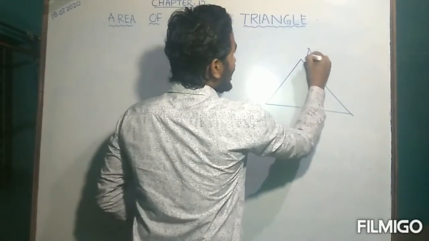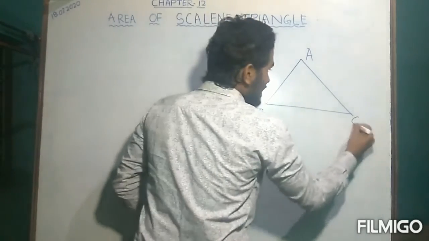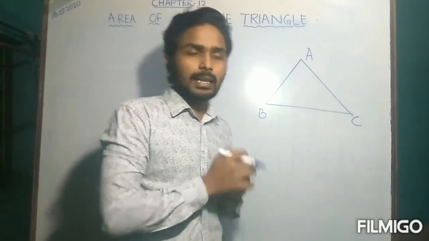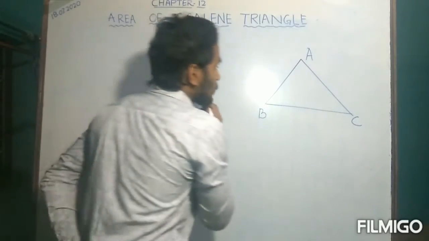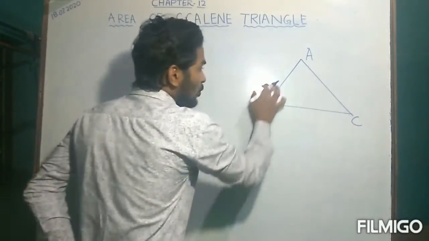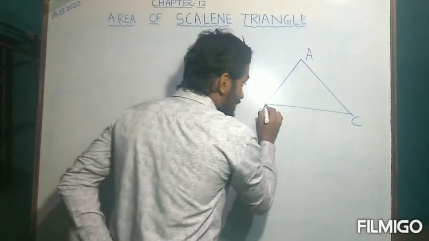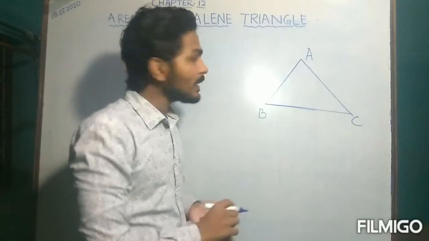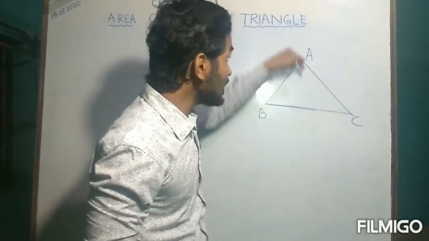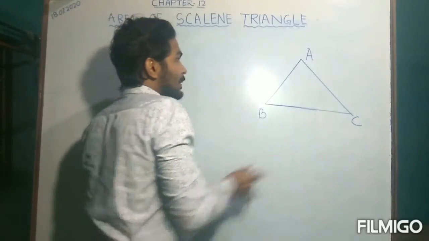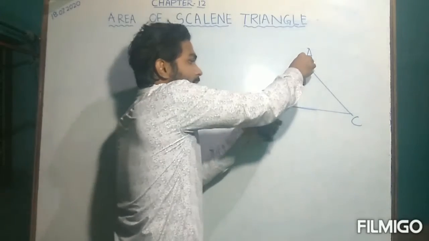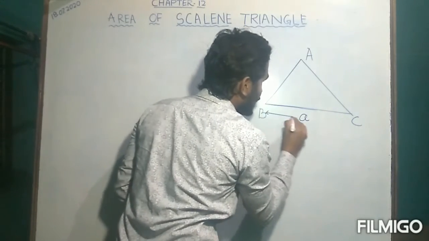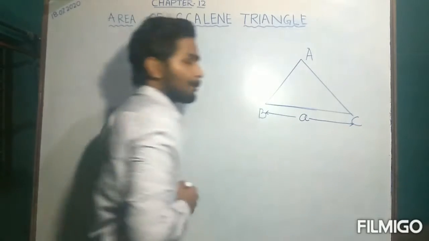A scalene triangle means all the sides of the triangle are of unequal length. Here we have three sides. Out of these three sides, the side which is just in front of the angle A, you can see this is the angle A, and this is the front side. This side is known as small a. The length of this side is known as small a.